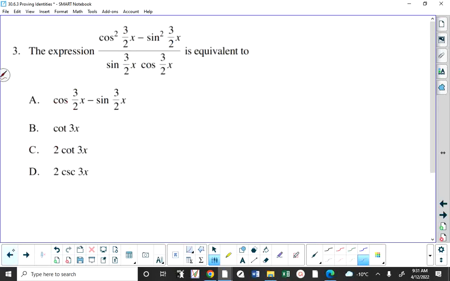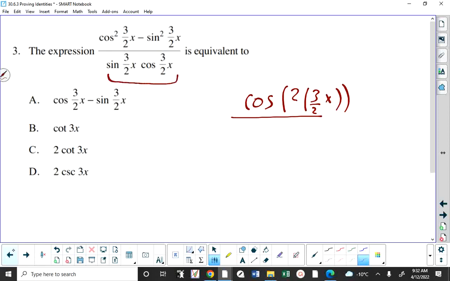Now, the top of this expression is going to be cosine of 2 times 3 halves x. Do you see how I'm able to do that? Because of the double angle identity for cosine. Cos squared minus sine squared equals cos of 2 times the angle. Now, we've already had this discussion here that this is not quite the sine of 2x or 2 theta deal.